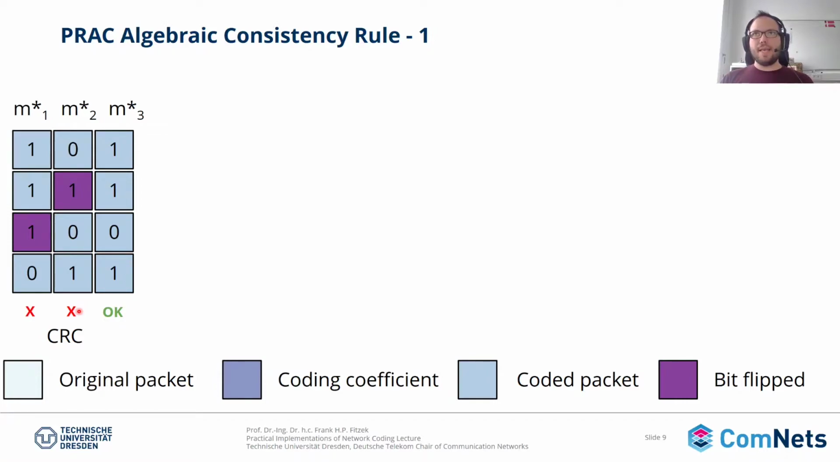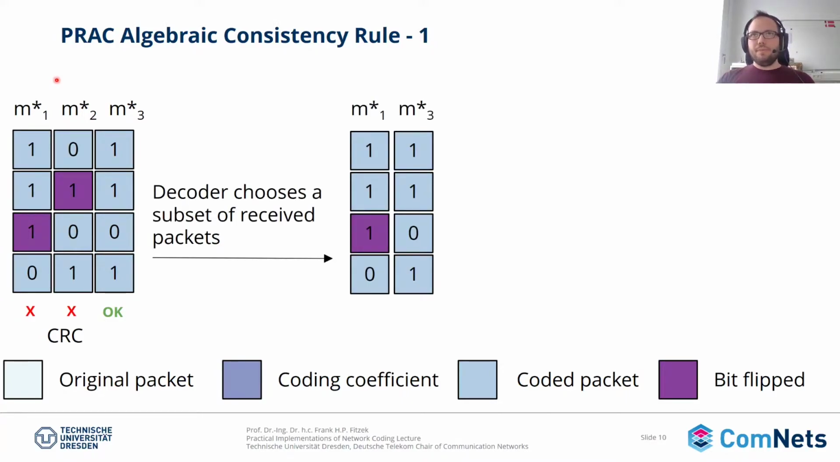But we can make use of the algebraic consistency rule, which is something that PRAC makes use of, to decode the information that is encoded in these three packets. So intuitively, we know that these coded packets were generated by the linear combination of other packets. So we can exploit that to correct these errors. So I will go through the process of how this is done.